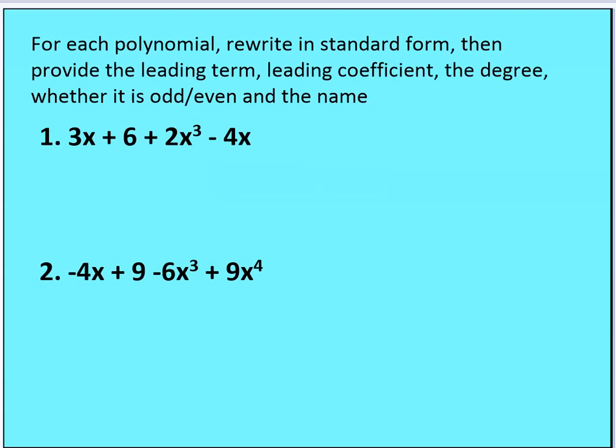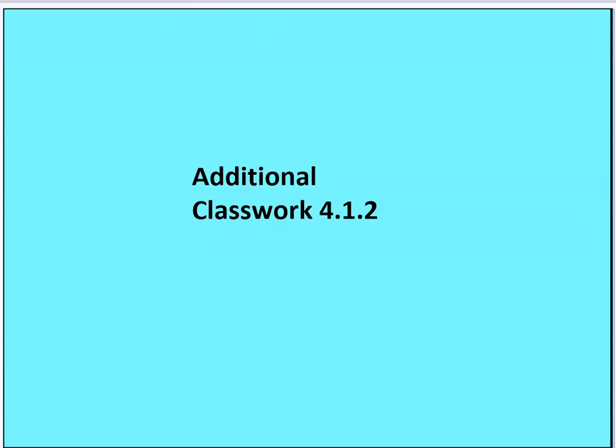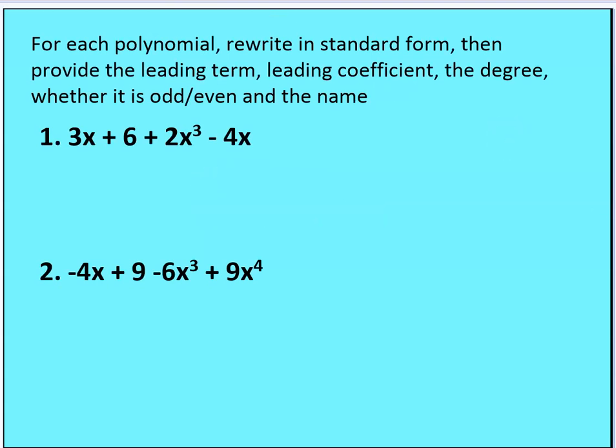All right, this brings us to classwork 4.1.2. I'm going to give you the problem. All right, so for each polynomial, rewrite in standard form, then provide the leading term, leading coefficient, and the degree, whether it's an odd or even degree, and then name the polynomial. Showed you the answer. All right, so I'm going to leave this up here for a moment, and then I'm going to move on.